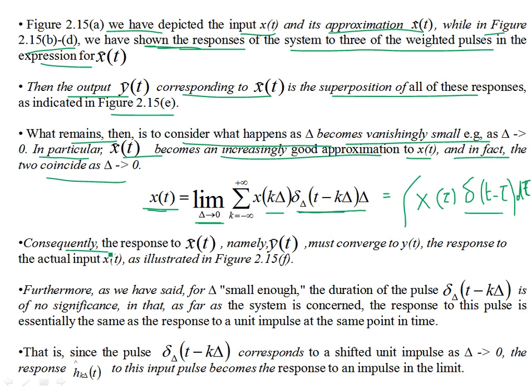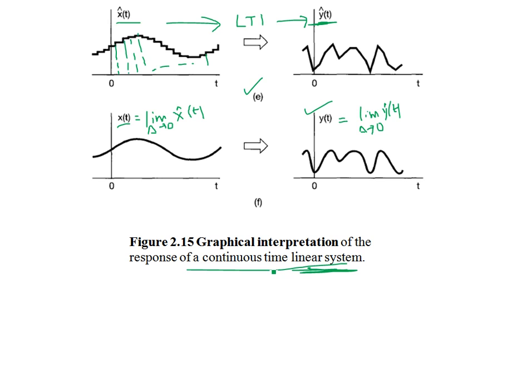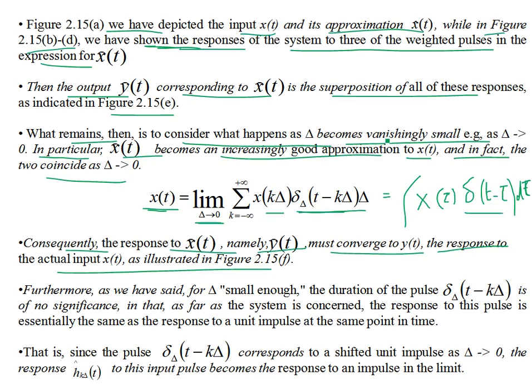Consequently, the response x hat(t), namely y hat(t), must converge to y(t), that is the response to the actual input x(t), as illustrated in 2.15. This only happens when you consider a very small duration pulse, which is inconsequential for practical systems, right? So it becomes the delta function.